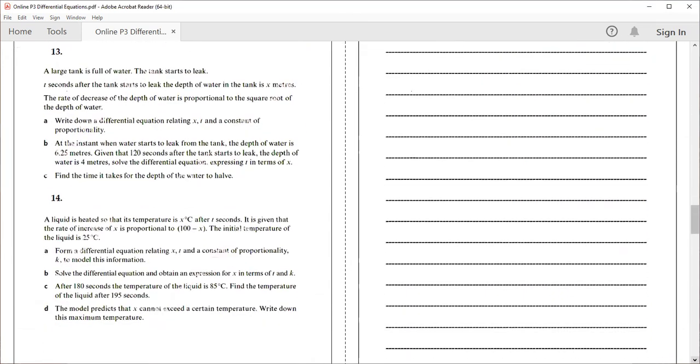Question number 13. A large tank is full of water. The tank starts to leak. So I have to make the diagram first, and then it will be easier for me to explain the question. The tank is just like this one. I will make it over here. So this is the tank, and that tank is full of water.